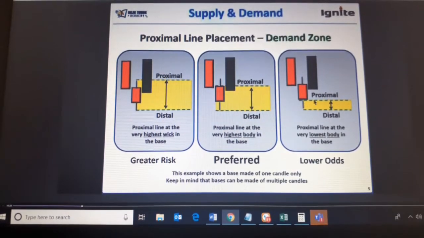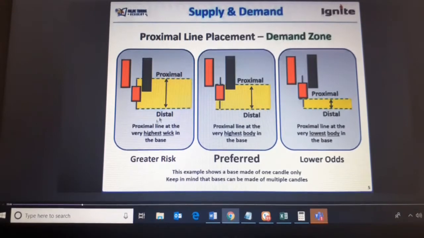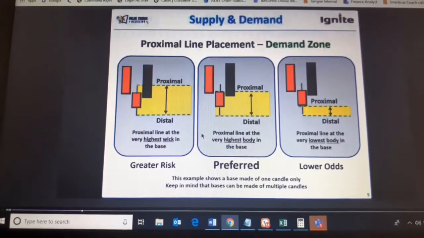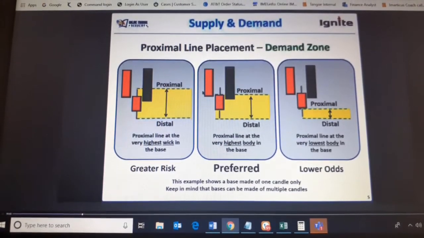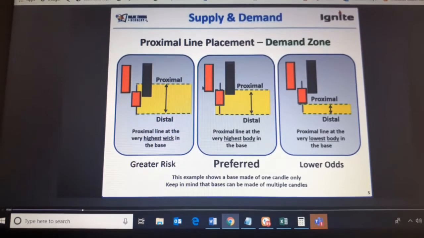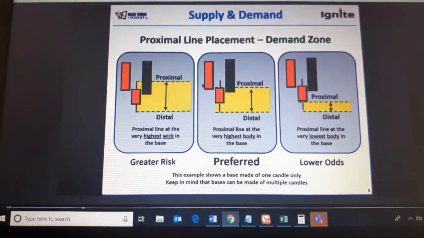So this is where you draw the proximal line in case of your demand zone. But we are going to use this preferred method. So what is the advantage and disadvantage of the 3 methods? Can you tell me? Paying more in the first case? Yes, the risk is more. The risk is more in the first case.